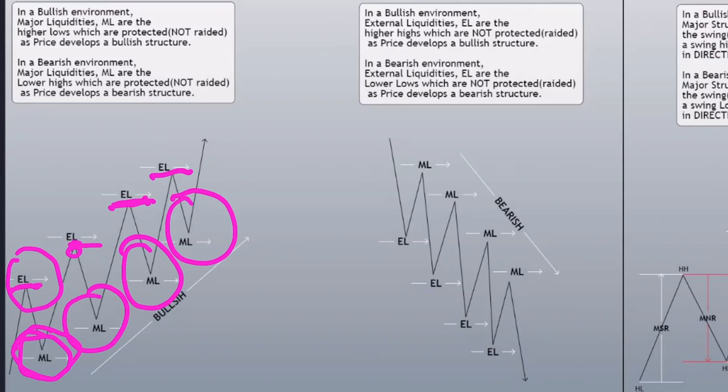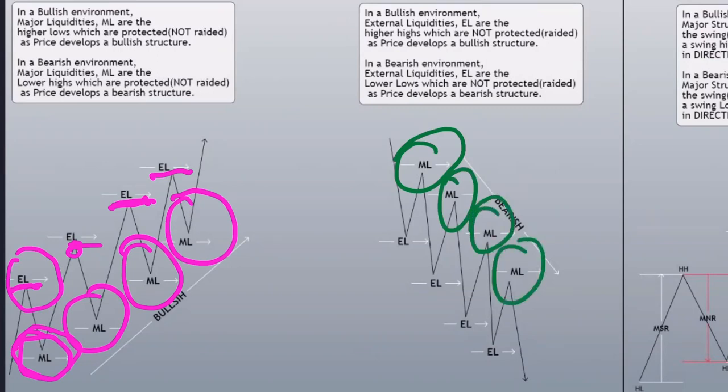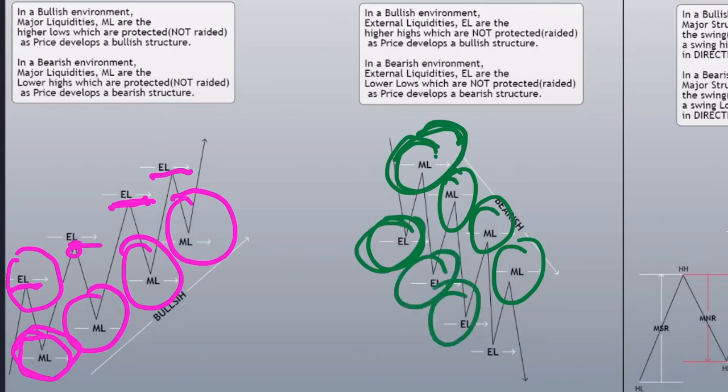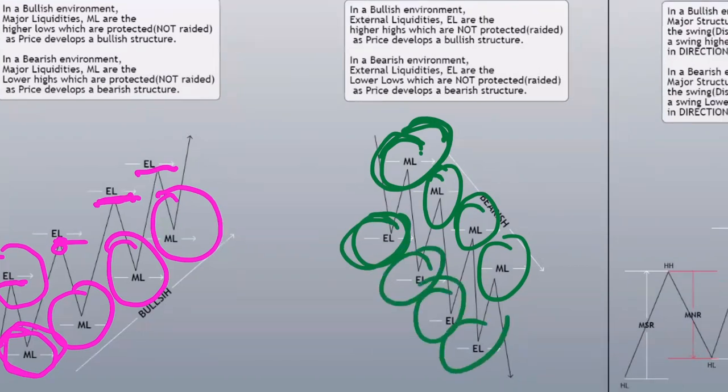In the bearish environment, the reverse is the case, of course. We have the ML to be protected. That is the lower lows to be protected. Lower lows, ML, in the bearish environment. And we have the lower highs rather. Lower highs are protected, while the lower lows are unprotected. They are the ones to be raided, which are the external liquidities.